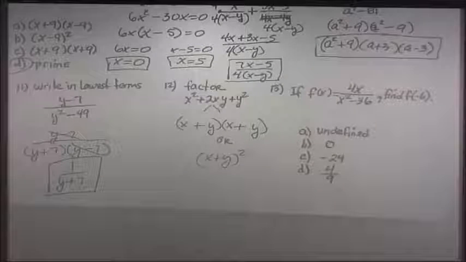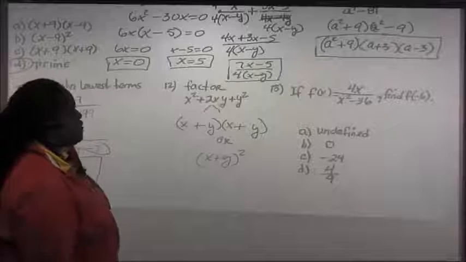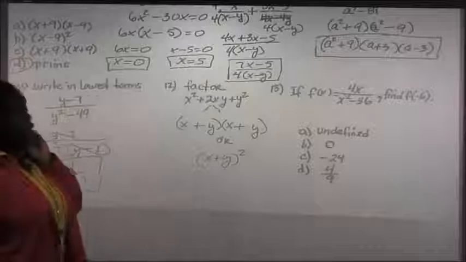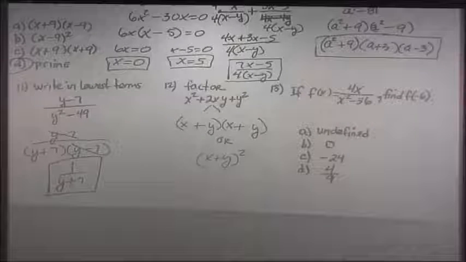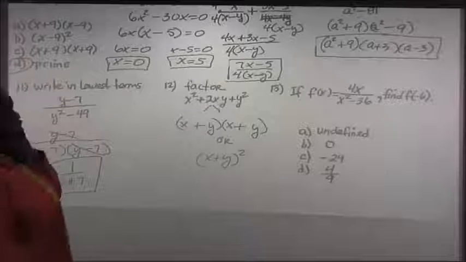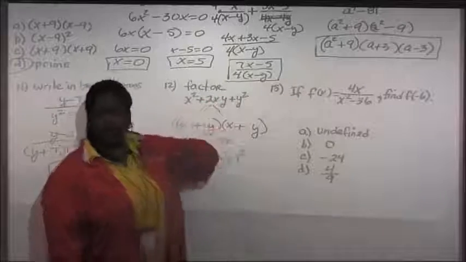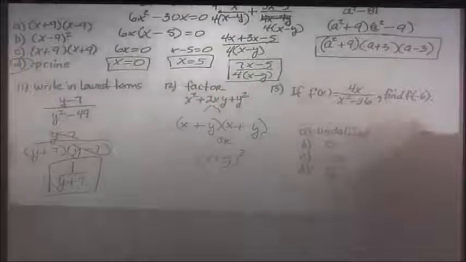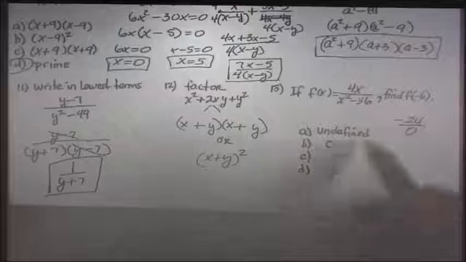Number 13, if they give you this function right here, they want us to find f of negative 6. What do they want us to do? Okay, we're going to plug in the negative 6 and see what we get. What did we get? Undefined. Did everybody get a 0 in the denominator? Yeah? So you should have gotten a negative 24 all over 0. Is everybody all right with that? Negative 24 all over 0. But you can't leave it like that, because do you see your answer there?